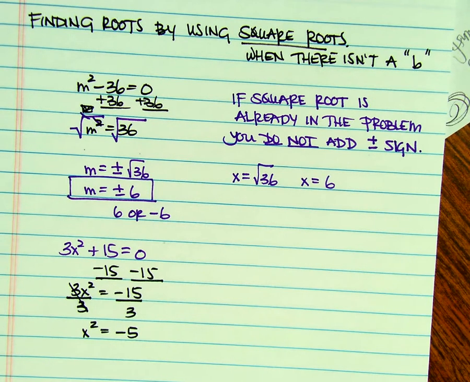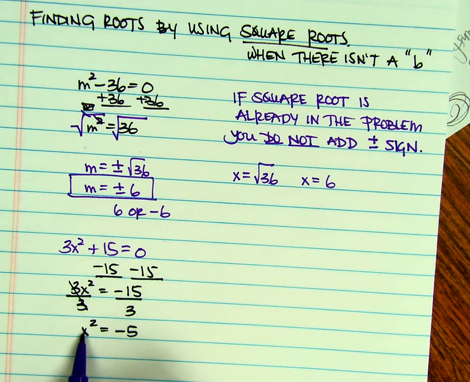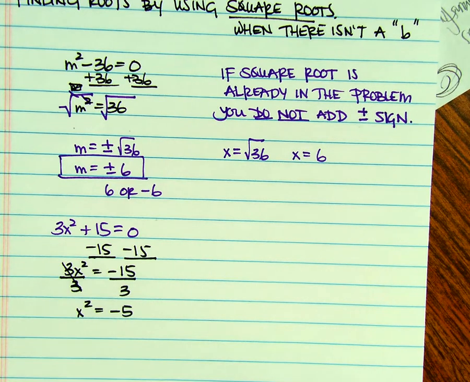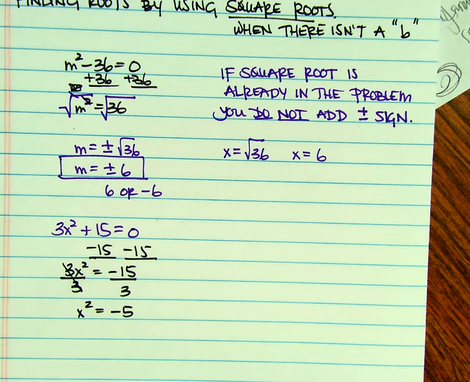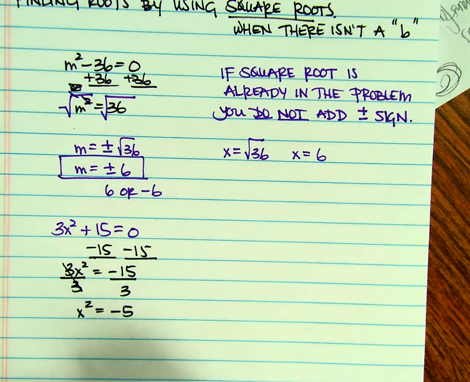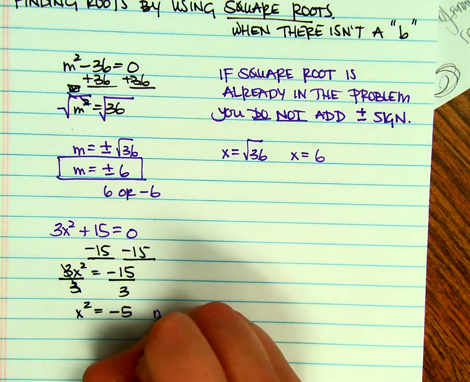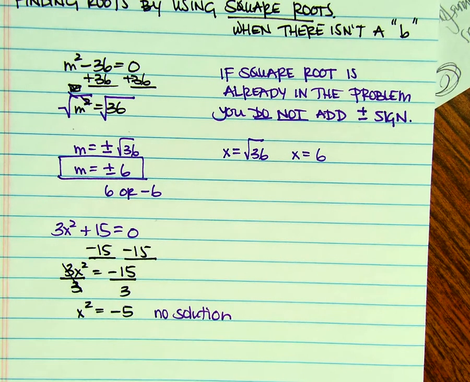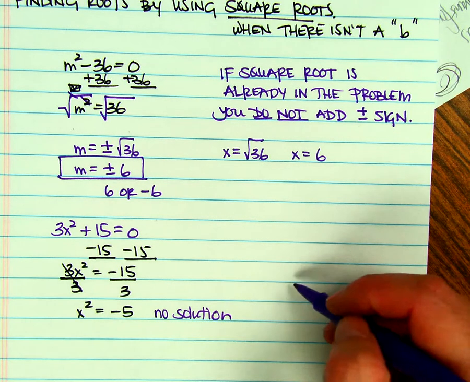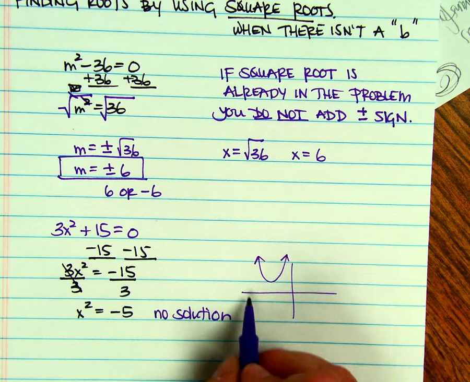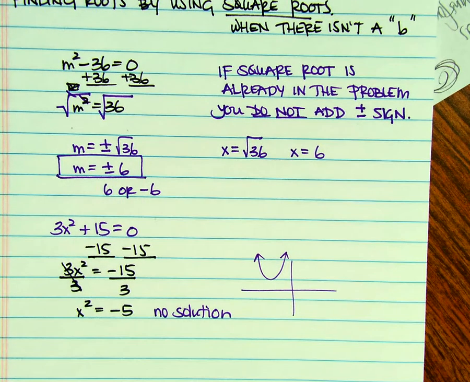Now let's think about that. What number squared equals a negative 5? What happens when we square any number? Do I ever get a negative? And the answer is no. So this would be no solution. So if we were to graph this one, this would be one of those that is not touching the x-axis.